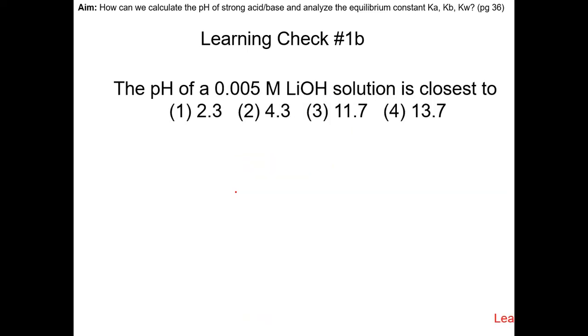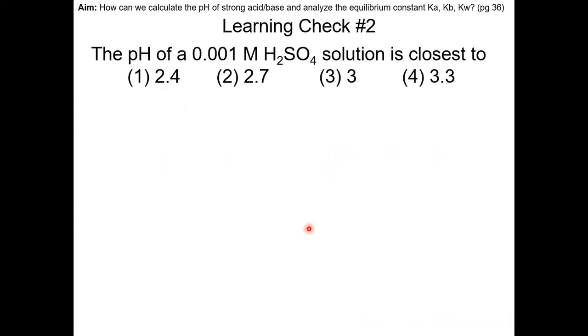Learning check number 1, B. The pH of a 0.005 molar lithium hydroxide solution is closest to what? Pause the video, resume when completed. The answer is choice 3. You must first calculate the pOH, then from pOH you can calculate the pH.